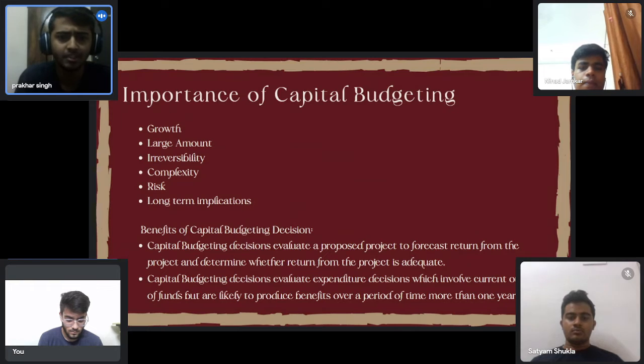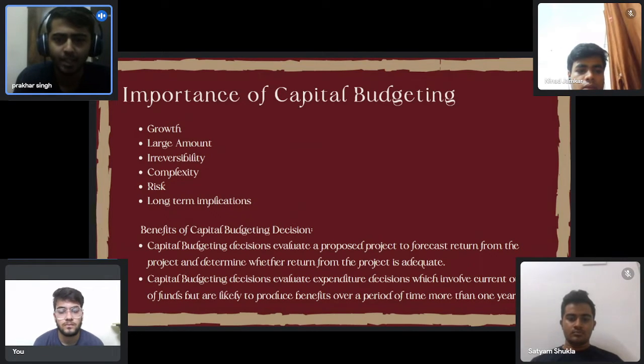Now the benefits of capital budgeting decisions. Capital budgeting decisions evaluate a proposed project to forecast the return from the project and determine whether the return is adequate. They evaluate expenditure decisions which involve a current outflow of funds but are likely to produce benefits over a period of more than 1 year.